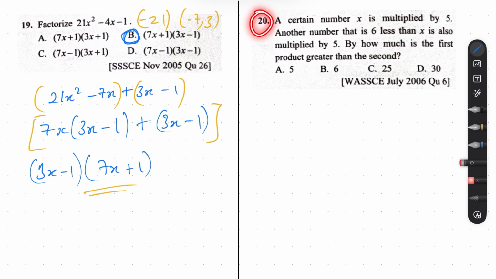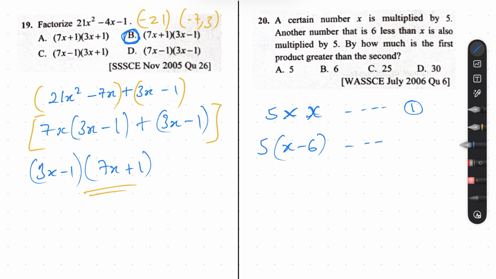Cool, let's go to question number 20. It says a certain number x is multiplied by 5. So let's write it down: 5 times a certain number, which is x. This is our first multiple. And then it says another number that is 6 less than x. 6 less than x means x minus 6. It's also multiplied by 5. This is our second multiple.